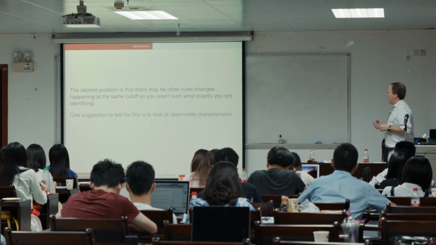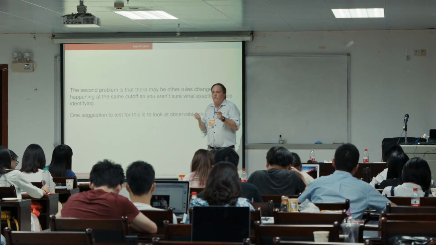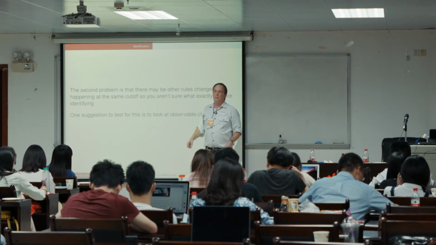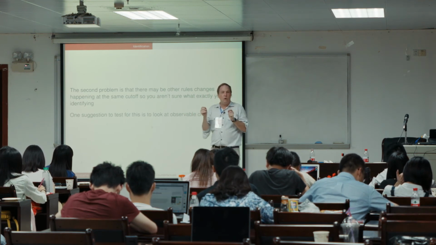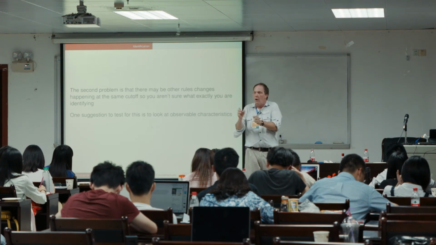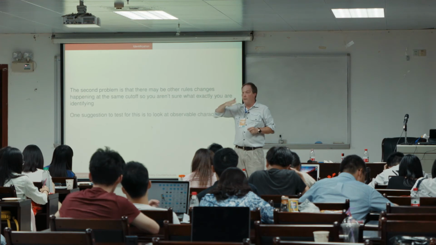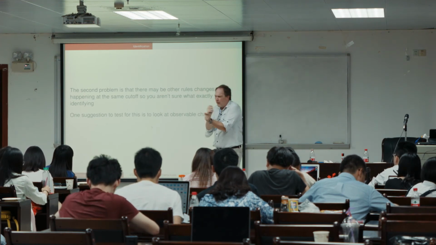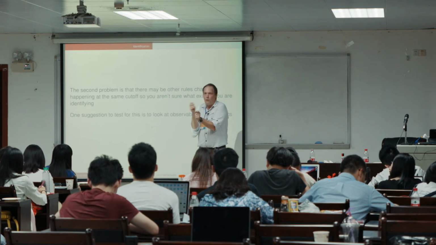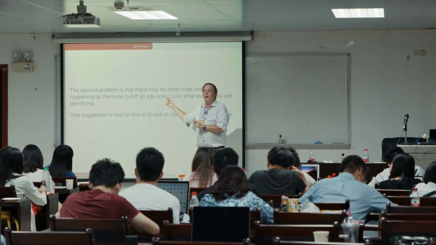The second problem is that sometimes there are other things that happen at exactly the same time. So for example, the Pell Grant in the US is something that's given to poor people. Whether you're eligible for the Pell Grant depends on whether your income is below or above the poverty line. So the cutoff is the poverty line, but there are lots of other policies that depend on whether your income is just below or above the poverty line. So you're not only picking up this policy, you might be picking up other things.